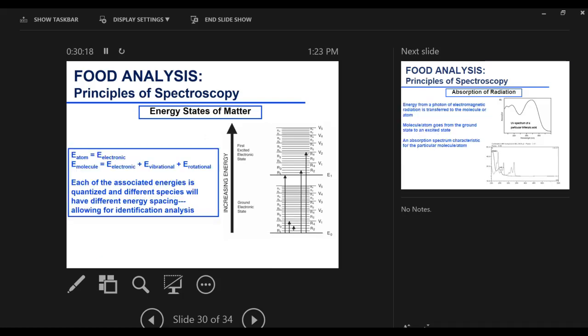So if we want to look at the total energy of an atom or a molecule, an atom does not vibrate and there is no center of gravity. So an atom can only have electronic energy, can only absorb electronic energy. Whereas a molecule can absorb electronic energy, vibrational energy, and rotational energy.